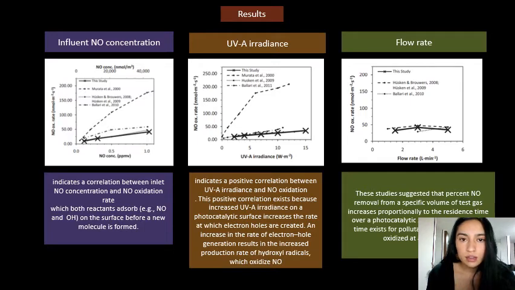The UVA irradiance indicates a positive correlation between UVA irradiance and nitric oxide oxidation. These positive correlations exist because increased UVA irradiance on a photocatalytic surface increases the rate at which electron holes are created.